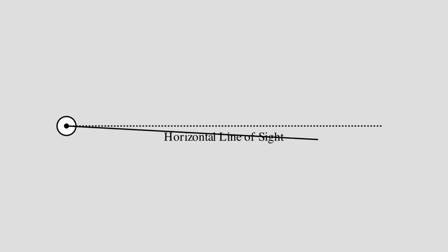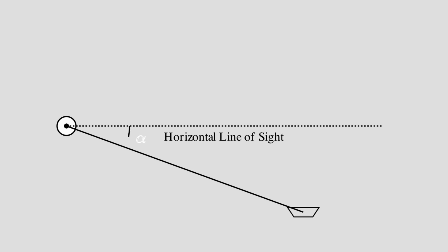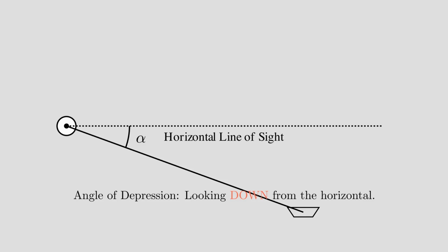Conversely, if you look down at an object, like a boat on the water, the angle between the same horizontal line and our new line of sight is the angle of depression. You are depressing your gaze. The most common mistake students make is putting the angle in the wrong place. Always start by drawing your horizontal line.